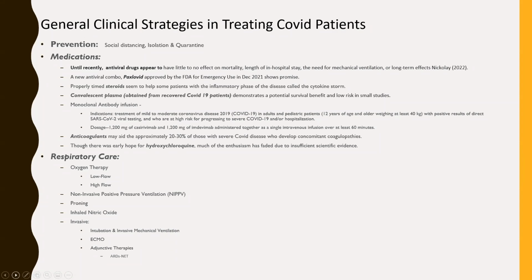Anticoagulants for the 20 or 30% of those that suffer from coagulopathies could be very useful. And hydroxychloroquine, again, not used widely, but I will tell you there are some studies out there in peer-reviewed journals that really compare the group that got the medication versus one that didn't, and some of those really point to a potential benefit. As far as respiratory care, which will be the emphasis of this presentation: low and high flow oxygen, non-invasive ventilation, proning, nitric oxide, and some of our invasive modalities, which I'm not going into in any detail because some of our other COVID-related lectures do that.